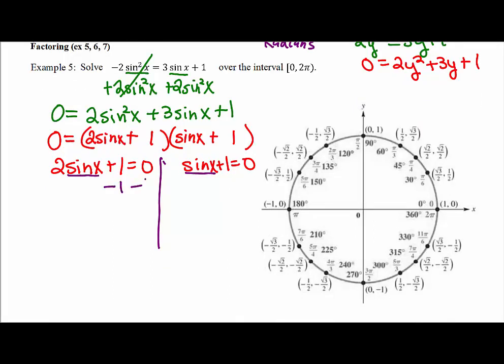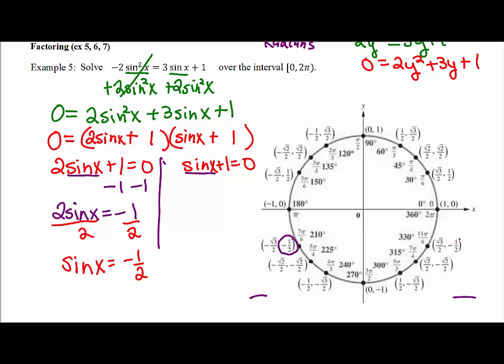Subtract 1 from both sides. So we have 2 sine x is equal to negative 1. And then we will divide both sides by 2. So we have sine x is equal to negative 1/2. What 2 angles would those be? We look in quadrants 3 and 4 where sine is negative, and we're looking for what angles have a sine value of negative 1/2, and that's the y values on the points on our unit circle. So we have 2 places. We have 7 pi over 6 and 11 pi over 6.